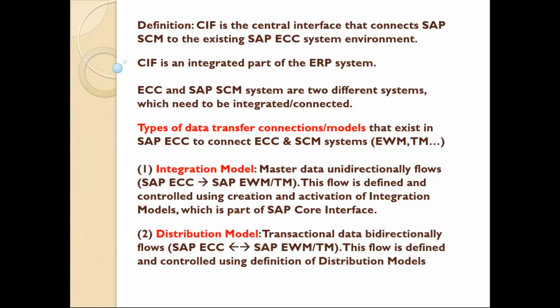The second type of data model is to connect the transactional data with the help of BAPIs and IDocs. This is a bidirectional flow. It means data can go from ECC system to EWM, ECC to TM system, and it can also come back to ECC via these applications. So both applications can send data to each other. This transactional data flow is defined and controlled using definition of distribution models. Interestingly, both types of models need to be defined only in ECC.